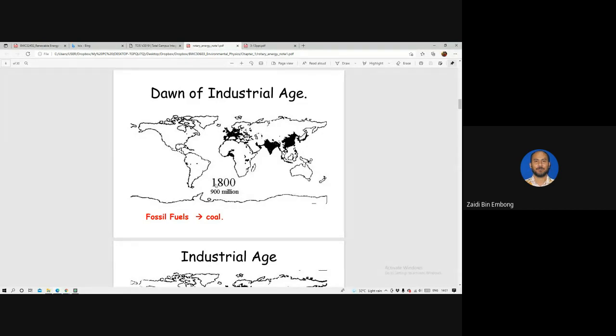Okay, then 1800, the discovery of what they call the steam engine. During the steam engine, they used charcoal. What is charcoal? Charcoal actually originated from fossils. Okay, from fossils. So fossils contain carbon. Fossils are the organic forms that lived a long time ago, and they remain in the rocks.